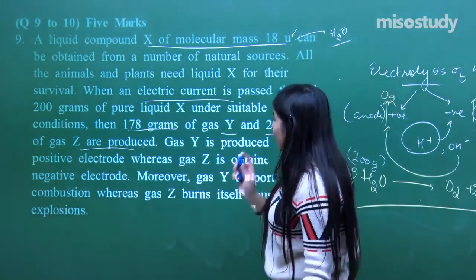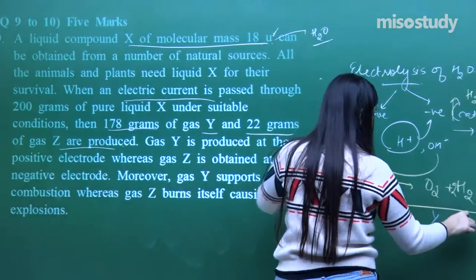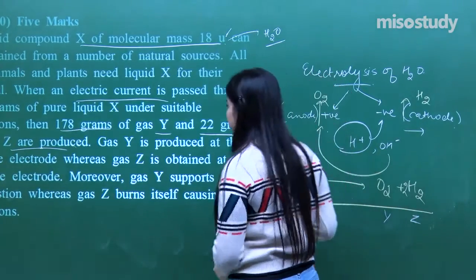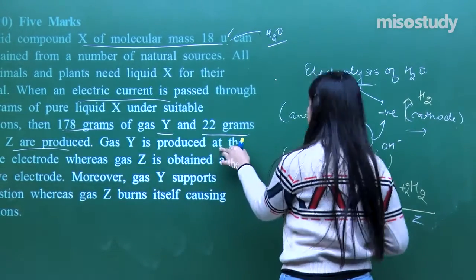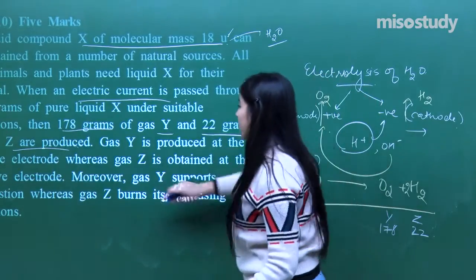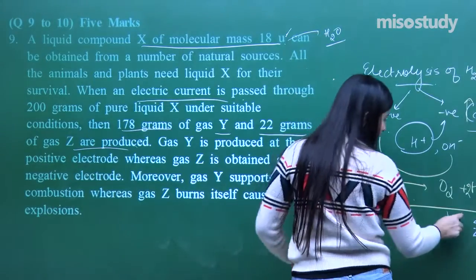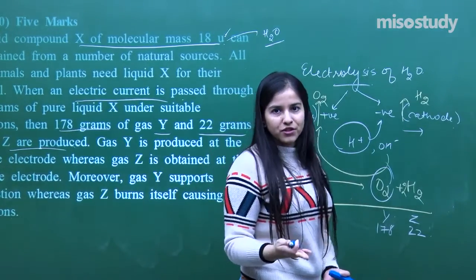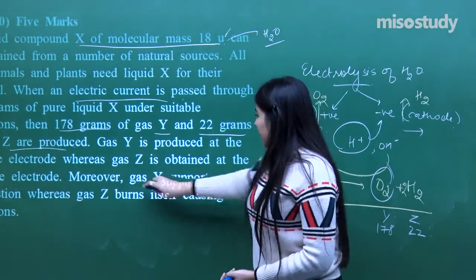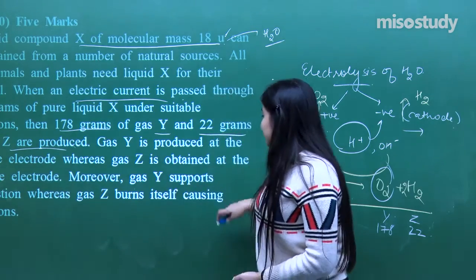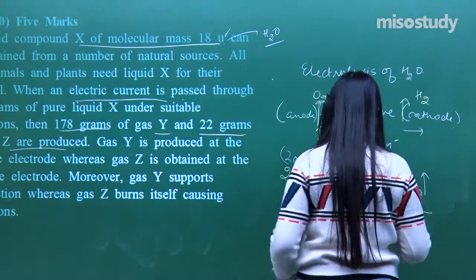Gas Y is produced at the positive end. What is the gas at the positive end? O2, right? So this is Y and this must be then Z. So Y is 178 grams and Z is 22 grams. Moreover, gas Y supports combustion. Now is it confirmed? Oxygen always supports combustion. Whenever I want to burn anything, I need air for that. And Z burns itself, causing explosions, a popping sound. Remember, that is for hydrogen. My entire question has been confirmed.